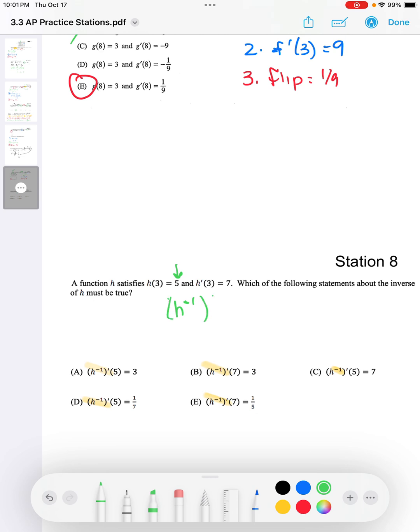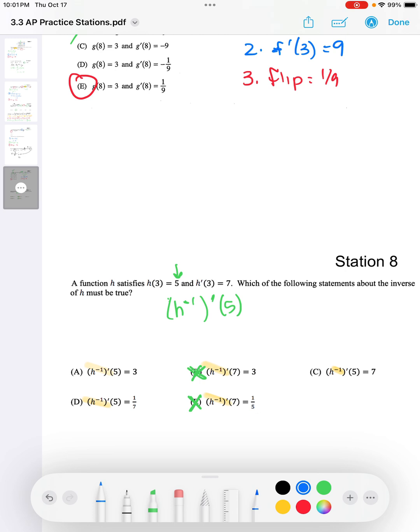So I would be looking here, right? h inverse derivative of 5. All right, and so I know I'm going to be looking for that 5 there because that would be the y value on the function, which would be the x value on the inverse. And that cuts off 2 answers for us. So we have A, C, or D left.